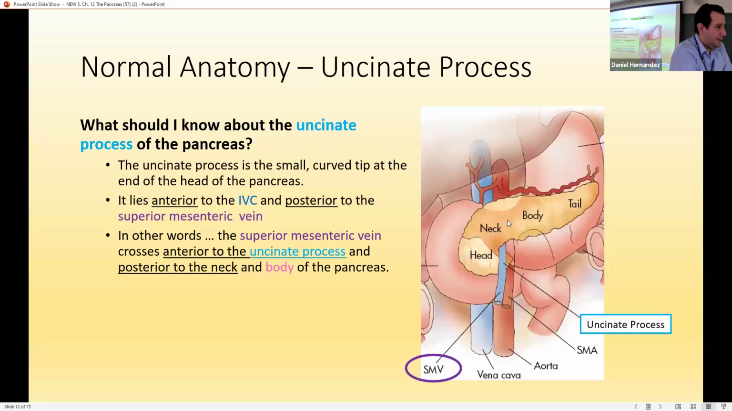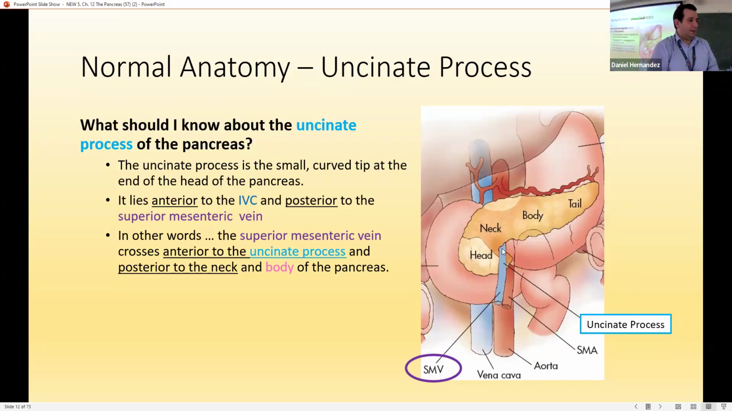The neck is the next segment. Neck only constitutes a small portion of... oh, I'm sorry, I skipped ahead. So, the uncinate process. We know this is a small extension of the pancreatic head, the curved tip of the head of the pancreas that loops back underneath. The uncinate process also lies anterior to the IVC, so it's in front of the IVC, but it's posterior to the superior mesenteric vein.